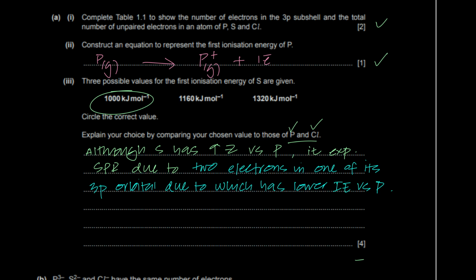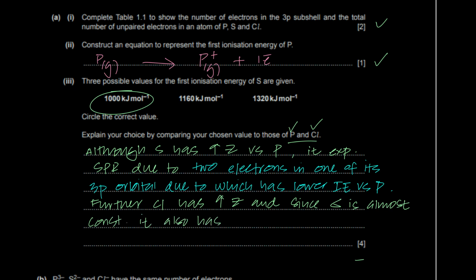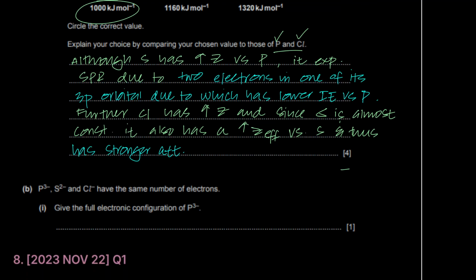And then I'll also compare it to chlorine. Further, chlorine has higher nuclear charge, and since shielding is almost constant, it also has a higher effective nuclear charge compared to sulfur, and thus has a stronger attraction and therefore higher ionization energy.